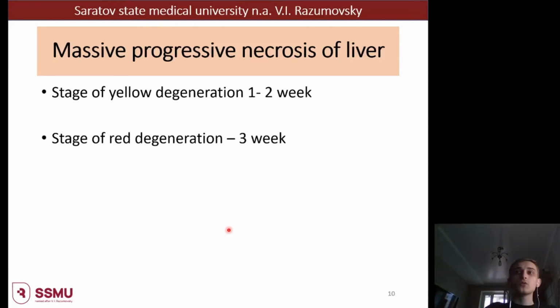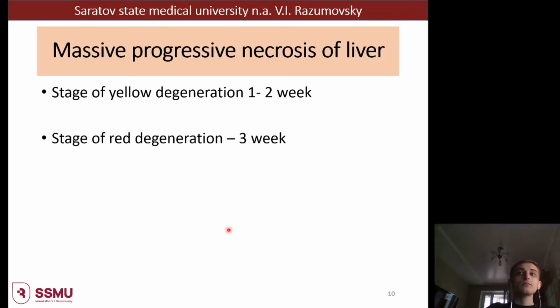This process usually has two stages. The first stage is the stage of yellow degeneration, and this stage takes about 2 weeks. And the stage of red degeneration starts from the third week of disease. The first stage is characterized by an increased liver size, the liver has a yellow color, and histologically we can see fatty degeneration of liver parenchyma, fatty parenchymatous degeneration of the liver.